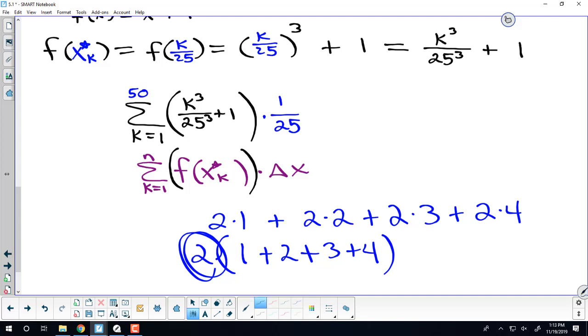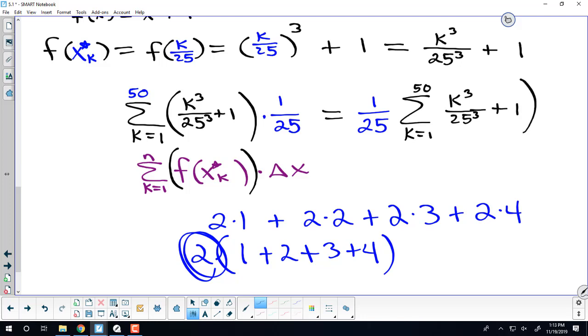So, if you wanted to, you could say that it's equal to 1 over 25 delta x times the sum. I'm just putting the parentheses around there just to let myself know that those two things have to stay in front of the summation.